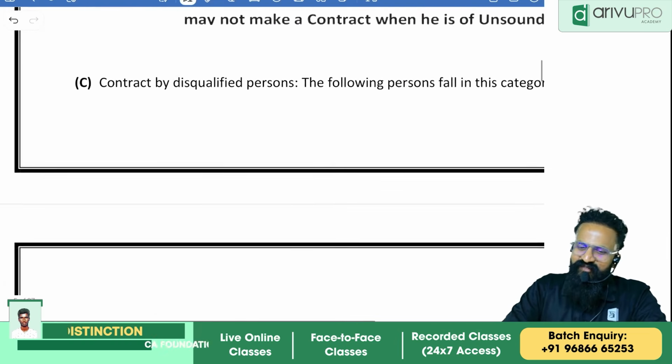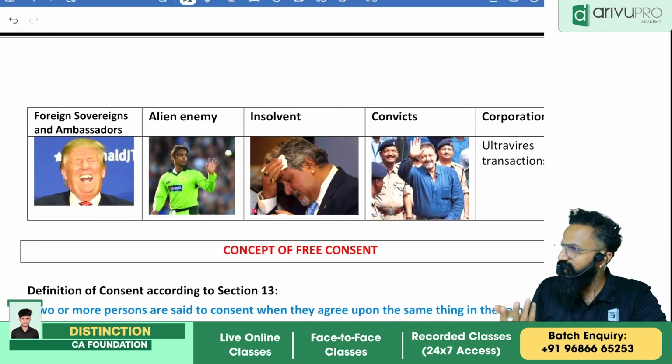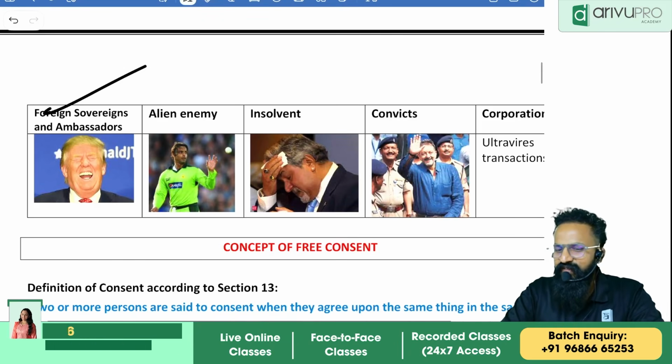Yes, next one is contract by a disqualified person. The following people are disqualified. Who are they? One is foreign sovereigns and ambassadors.